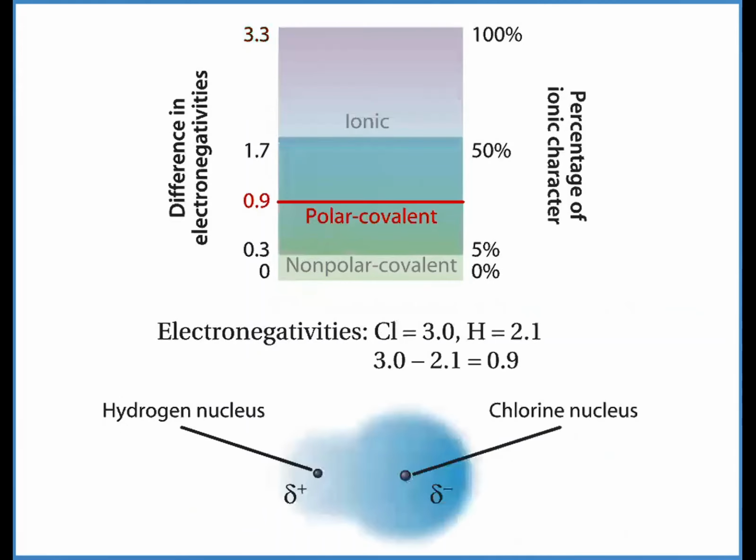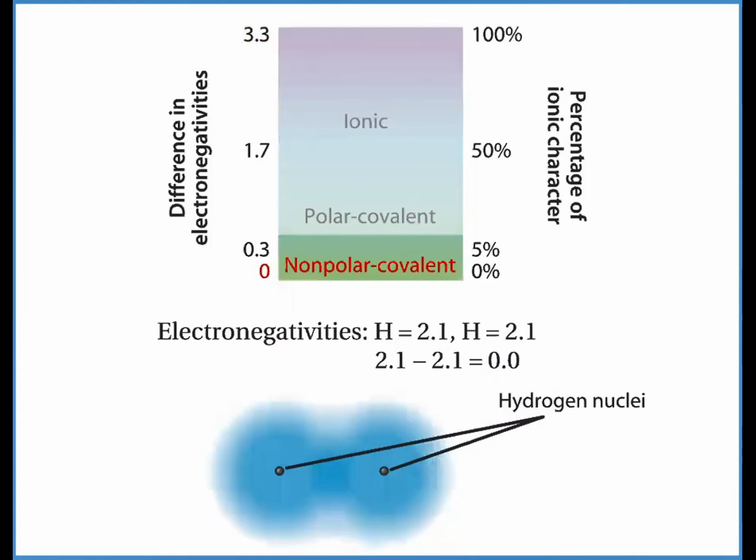The electronegativity difference between chlorine and hydrogen is 0.9. Because this is greater than 0.3 but less than 1.7, the bond is polar covalent. The chlorine atom has a greater attraction for the shared electron than the hydrogen atom. The electronegativity difference between hydrogen and hydrogen is 0. Because this is less than 0.3, the bond is non-polar covalent, and the two atoms share the electron equally.